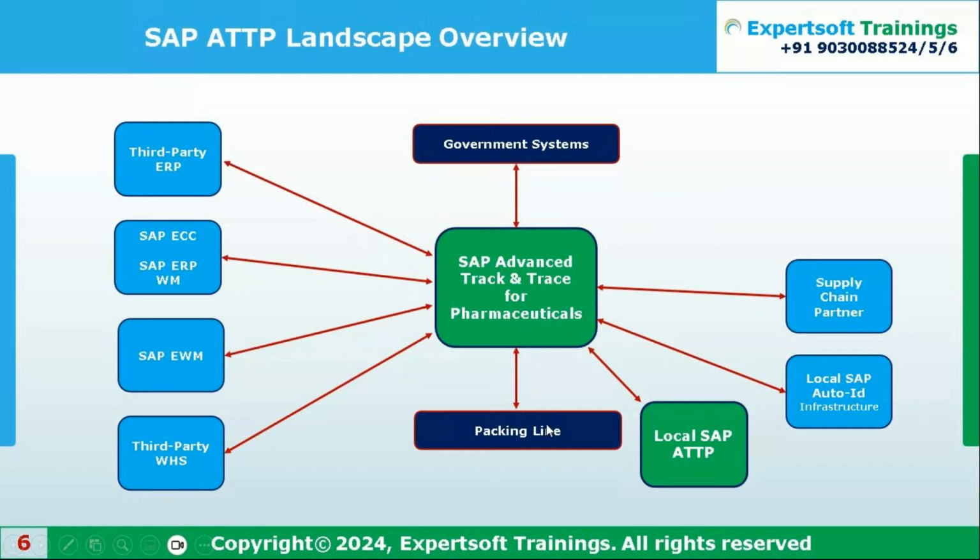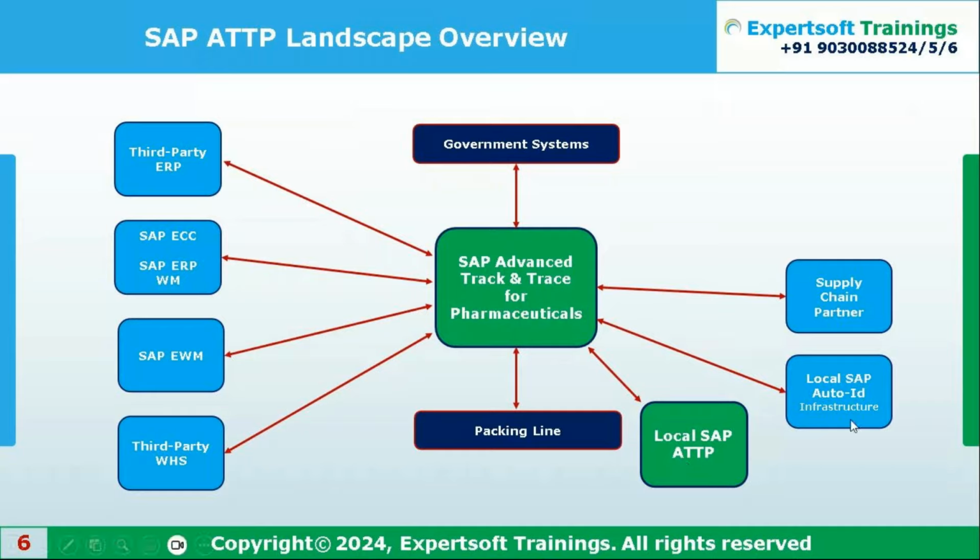Then packaging line we have already discussed. Then this local ATTP, which is the ATTP system where you are working, like for Pfizer, they are working at the line. So that is a local copy of ATTP for Pfizer.